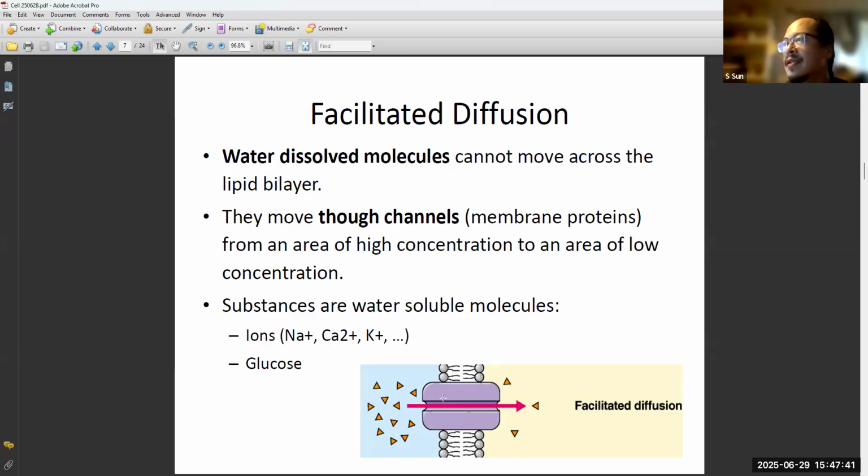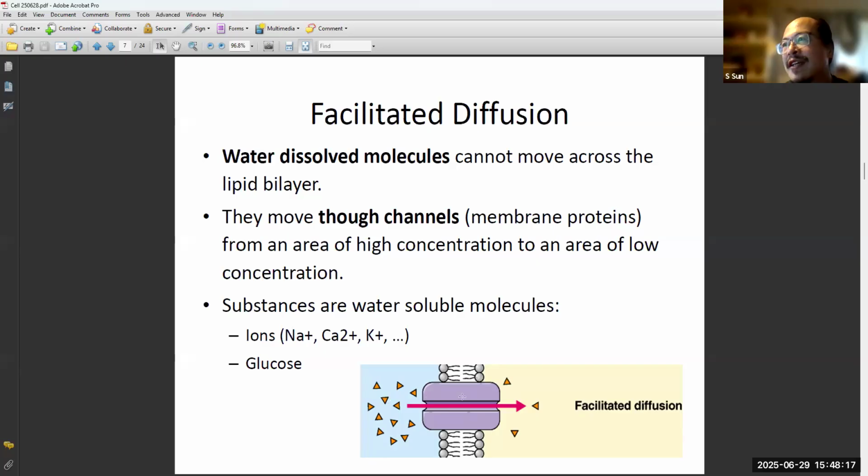Now these channels have different flavors. Basically, you can have a channel that is always open. You can also have a channel that is gated. By the way, when we have a channel in the membrane, usually this channel selects what type of molecule can go through. So it's not open to everybody.